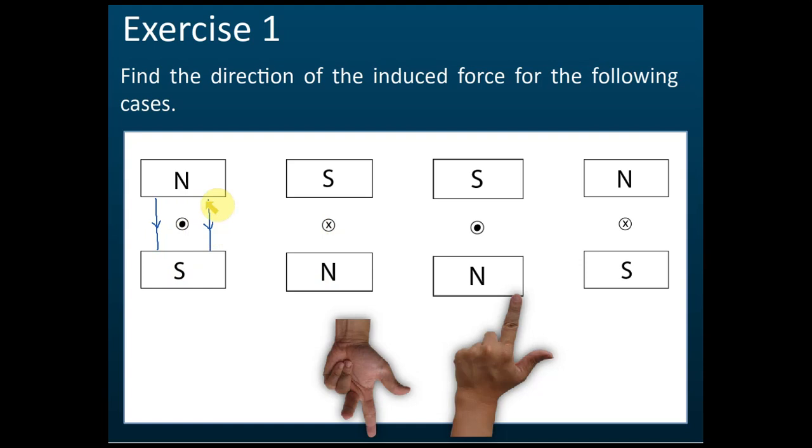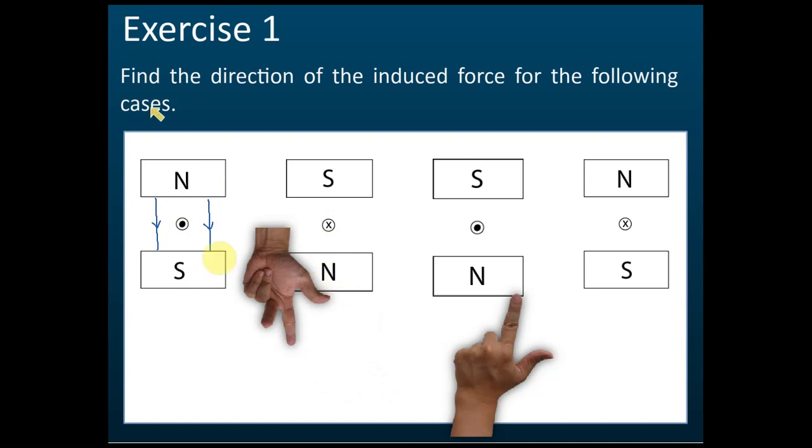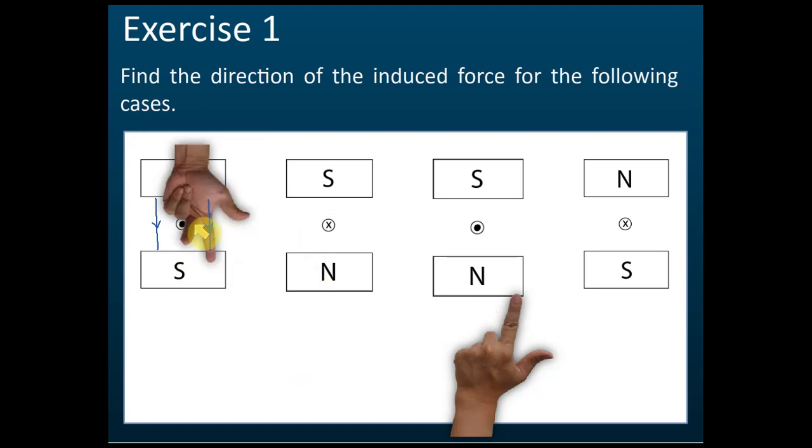So let's use this hand and rotate it. The middle finger shows the current. The current comes out, so we use this one. We do not use this, because this one shows that the current goes inside. Then the direction of the field is from north to south, so this one is pointing downward. The index finger shows the direction of the field.